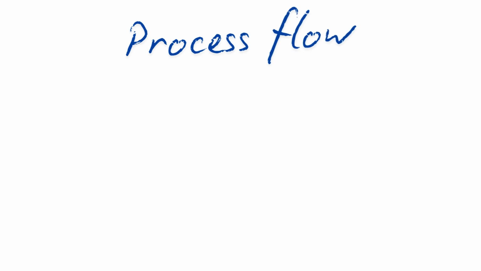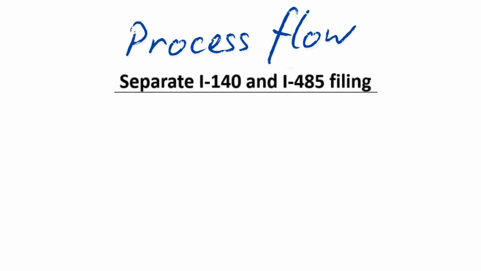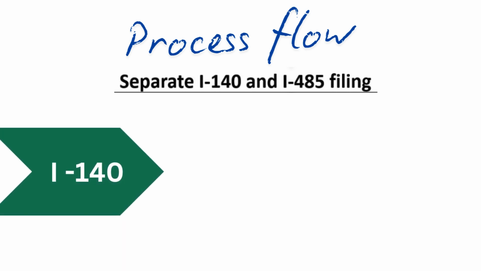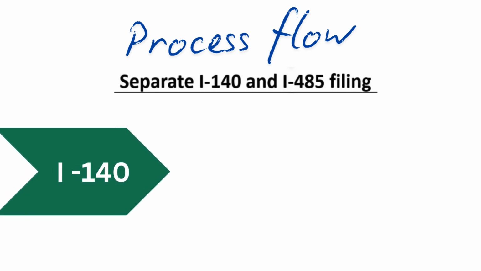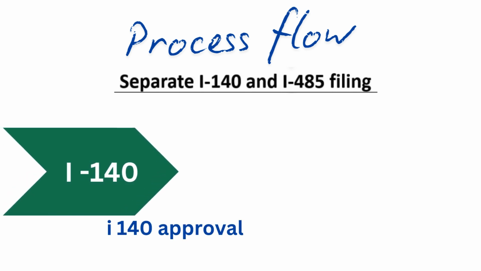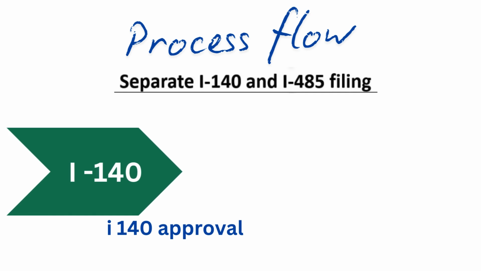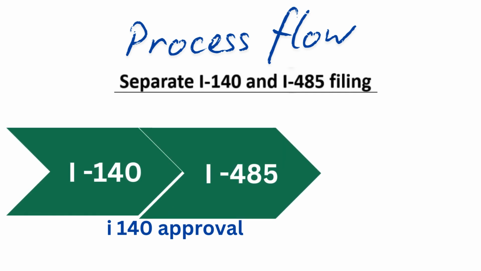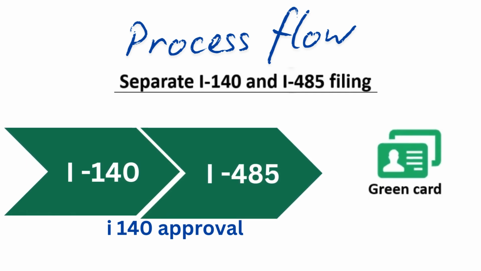All right. So let's see the process flow of how the green card is obtained. So assuming that you will be filing I-140 and 485 separately. So here is the diagram of how the green card is obtained by you. First of all, we will apply for I-140, and once it's approved, you go for the next step, which is I-485, and when that is approved, you get your green card.